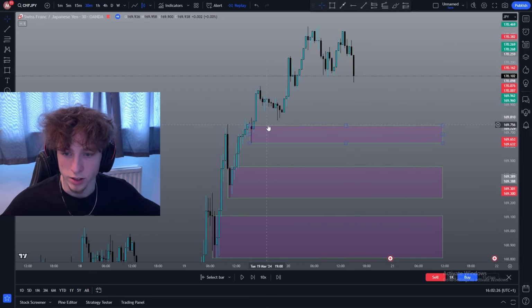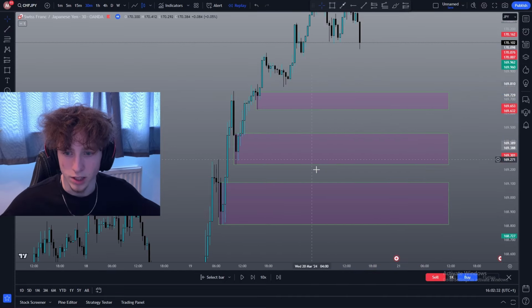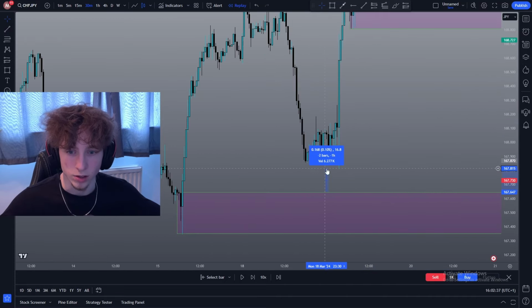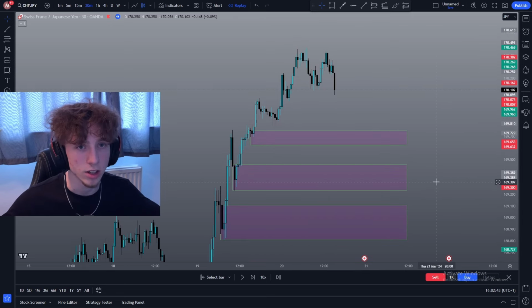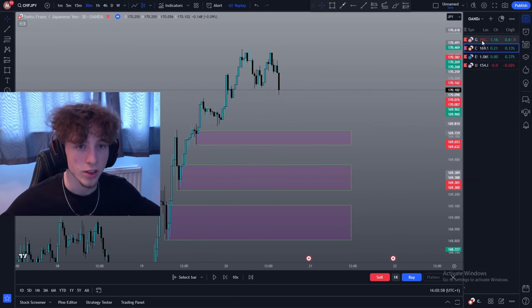So right here, as you can see, this zone was 3.7 pips away. This zone, 17. This one down here, also 17. And that's a fine amount of pips away. Obviously, ideally, it's closer a lot of the time. However, maximum 30 is a good way to tell. That's for my pairs at least.